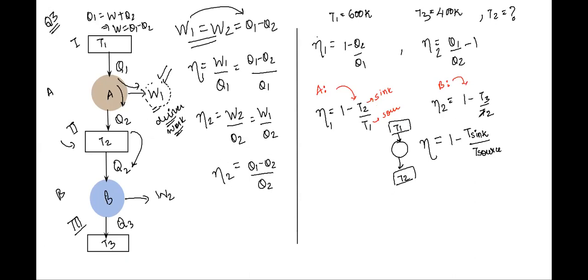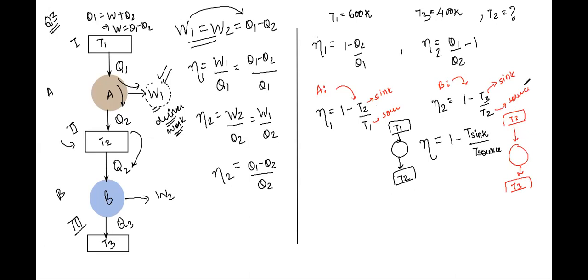Now establish the same link for the second engine. In the second engine, T2 is the source and T3 is the sink, correct? So here you will have the temperature of the sink from the formula, and from here you will have the temperature of the source. Are we clear with this, Atul?